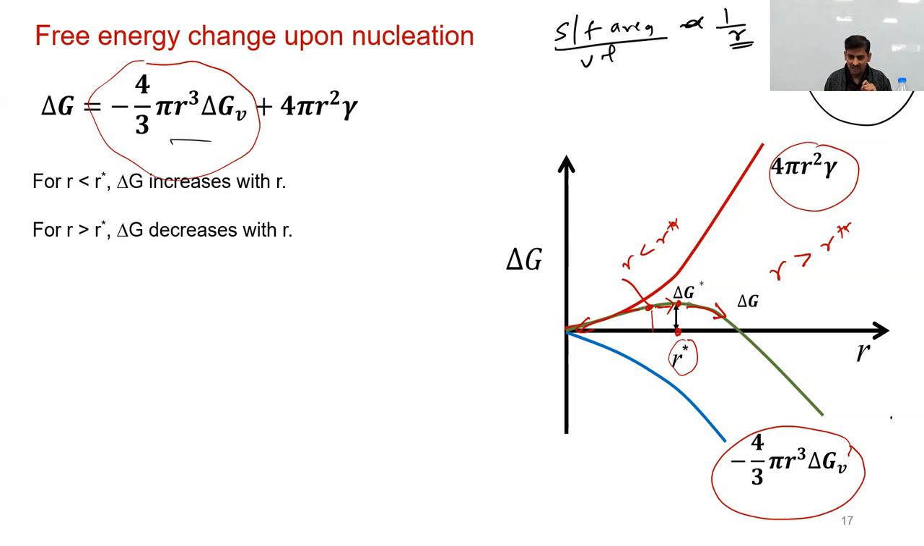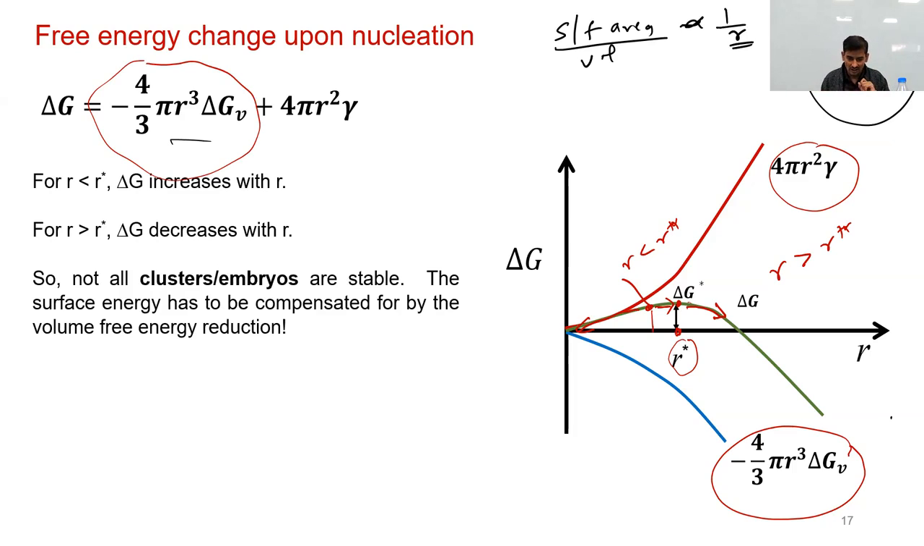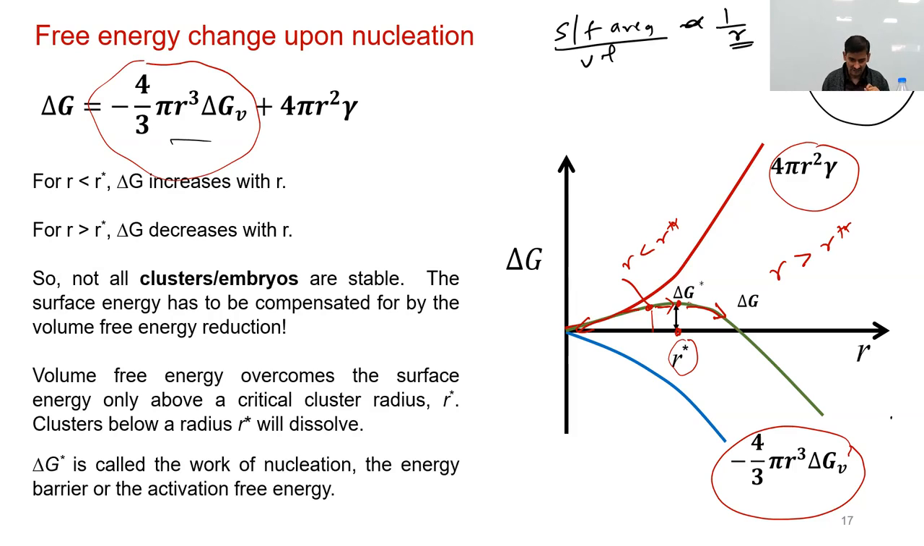Let me show you a bit more of that. Let me get all the sentences I have. What we are saying is that not all clusters or embryos are stable. Like I just told you, the surface energy has to be compensated for by the volume free energy reduction. That's why we have a critical R star. The volume free energy overcomes the surface energy only above a critical cluster radius R star. Below R star, surface area effects will dominate. Above R star, the volume term will dominate. That's why only above R star will your clusters start becoming stable.